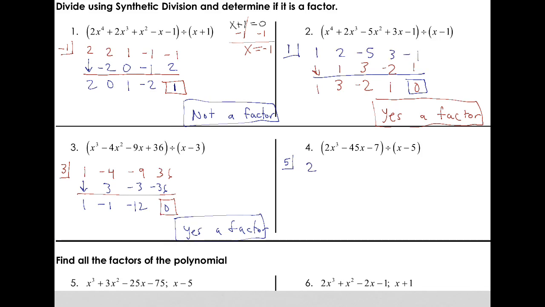And so we have a 2, but there is no x. We're putting a 2 because that's there. There's no x to the second, so we have to put a 0 in that place. We do have an x to the first, so we can use the negative 45, and then we have our constant of a negative 7.